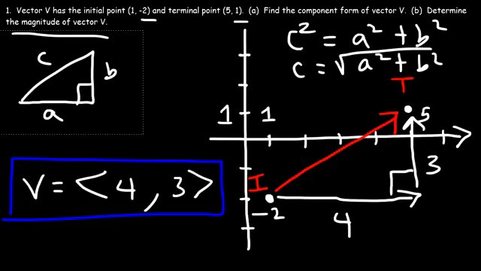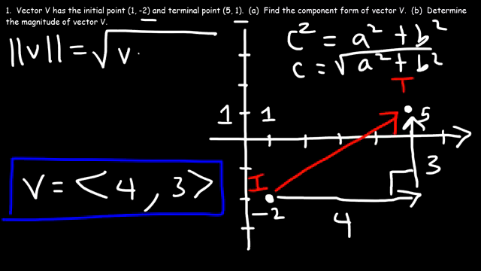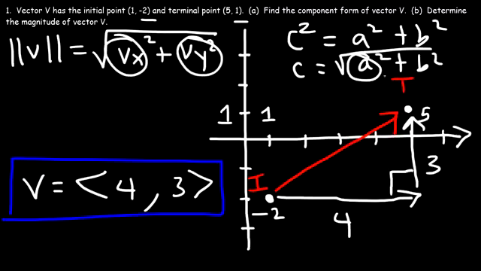Therefore, if we wish to find the magnitude v, which is the length of the vector, which is the same as c, we could use this formula. It's the square root of vx squared plus vy squared. In this example, vx corresponds to a, vy corresponds to b.